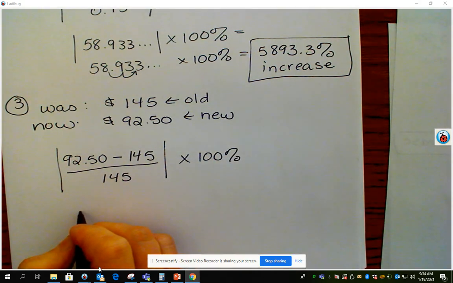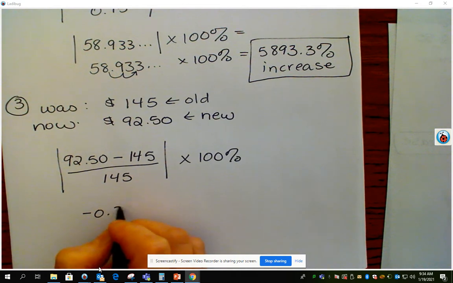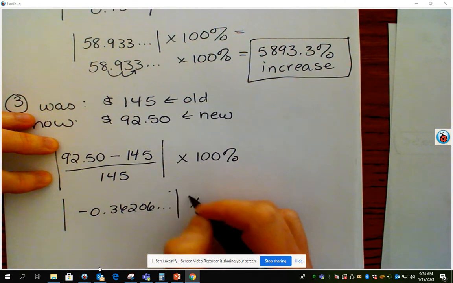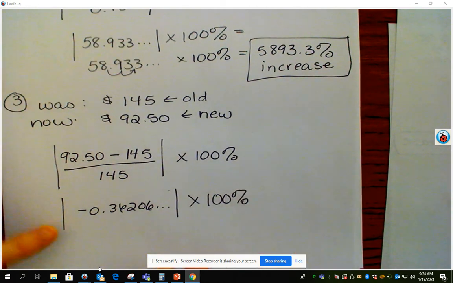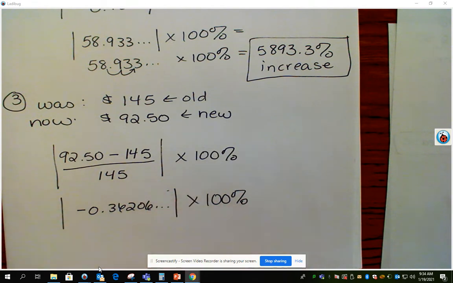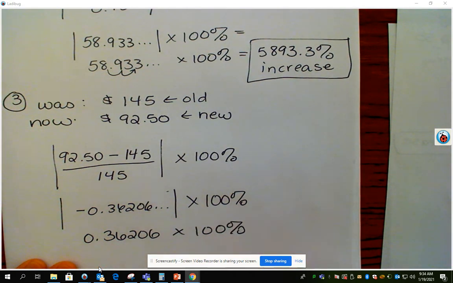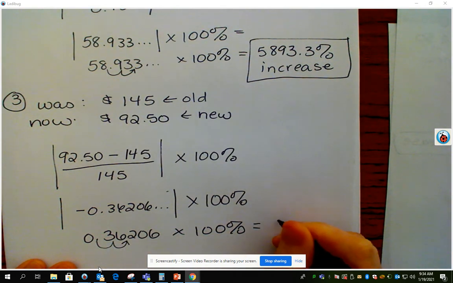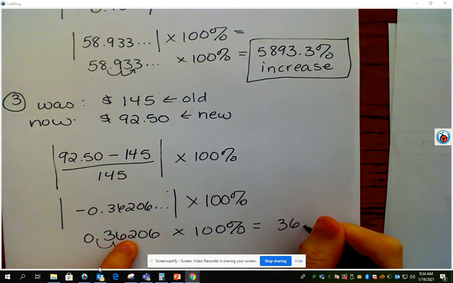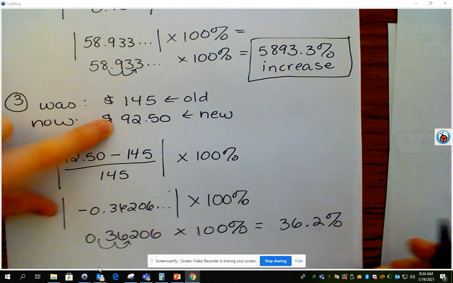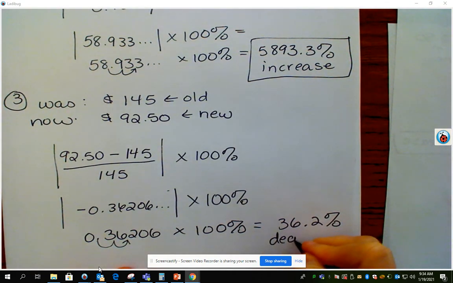So when I subtract and divide, I've got negative 0.36206, blah, blah, blah, absolute value times 100%. Now, negative inside absolute value bars, remember, becomes positive. So 0.36206 times 100%. Remember, when I multiply by 100, move my decimal 2 places to the right. So this is going to be 36.2 around there percent, and it got cheaper over time. So this is a decrease.